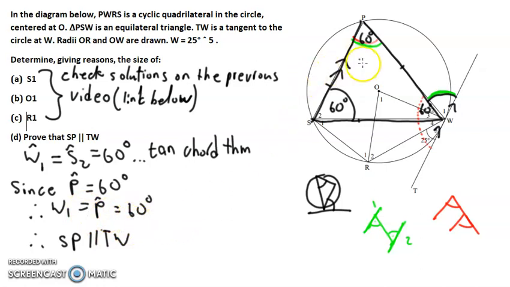The reason for that is because of alternating angles. W1 is equal to P, which is 60 degrees. Those are alternating angles of SP and TW. And you know that if two alternating angles are equal, then the lines that form those angles are parallel. The converse is also true. If two lines are parallel, then the alternating angles are also equal. Okay, now we're going to go to the next question.